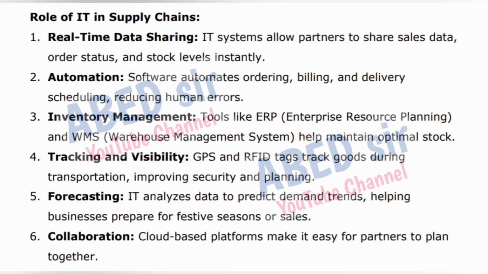1. Real-time data sharing. IT systems allow partners to share sales data, order status, and stock levels instantly. 2. Automation. Software automates ordering, billing, and delivery scheduling, reducing human errors. 3. Inventory management. Tools like ERP, Enterprise Resource Planning, and WMS, Warehouse Management System, help maintain optimal stock.